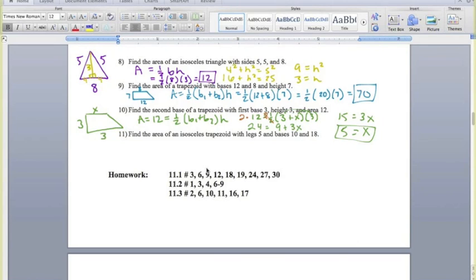Sorry, there's really very little room to do work on here. There's not a lot of space to do work. Questions on the process of solving that one?